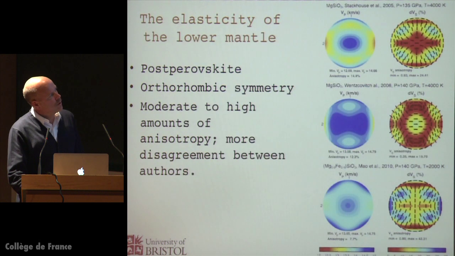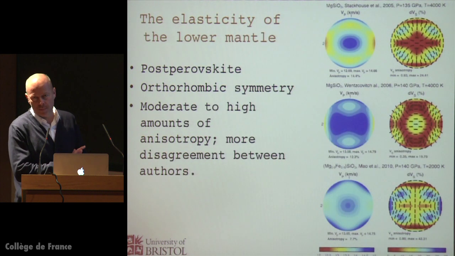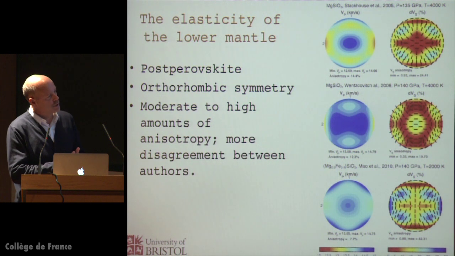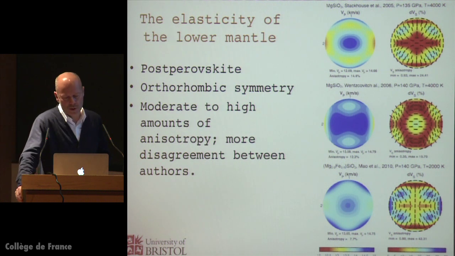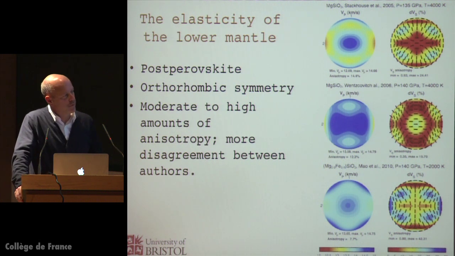In contrast, if we go to post-perovskite, there's a lot more variability. Some people's calculations predict very high amounts of anisotropy, others pick lower. Again, it's orthorhombic symmetry, but it probably, to first order, could be approximated as having a hexagonal symmetry.